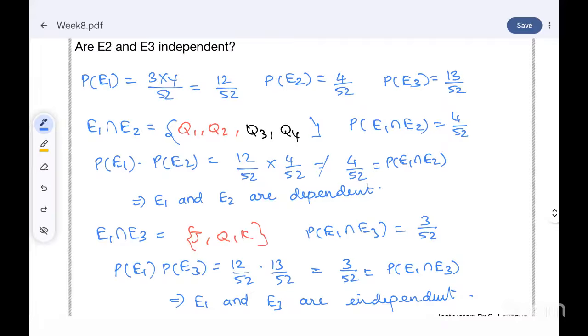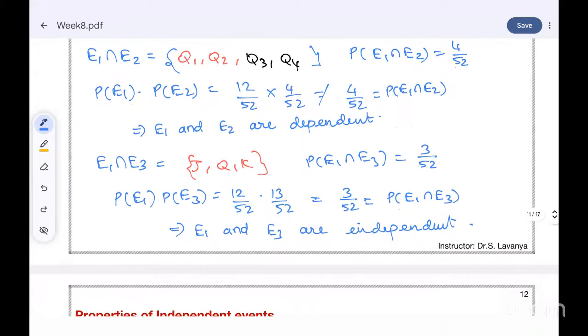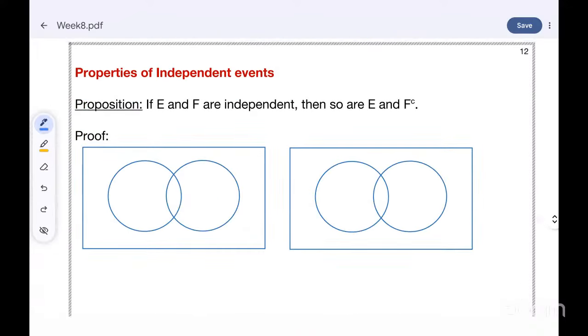Fine. So this question is also clear for everyone, right? Okay. Now we are going to look at some properties of independent events. So what are the properties of independent events? The first property we are going to see here is: if E and F are independent events, then E and F complement are also independent.